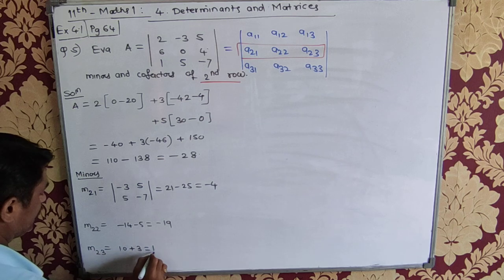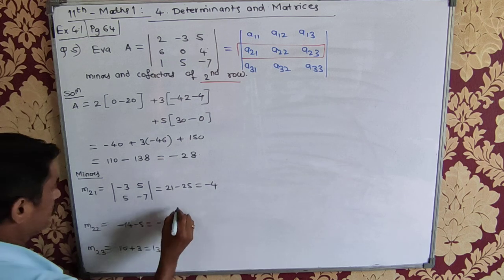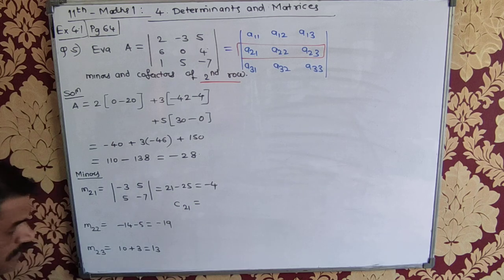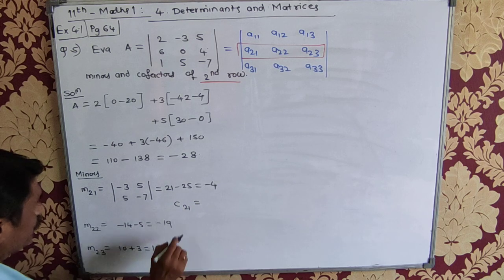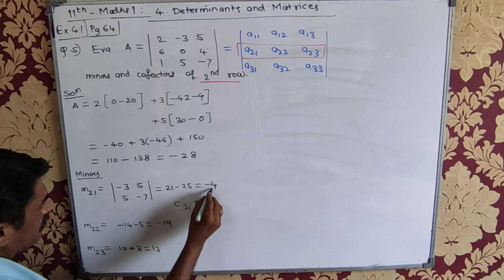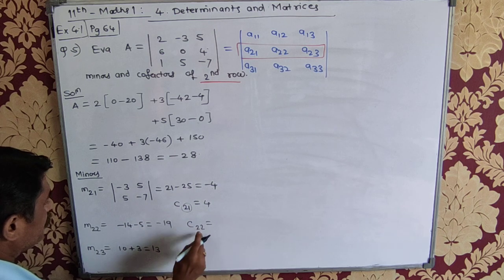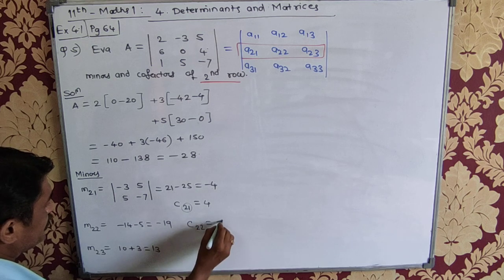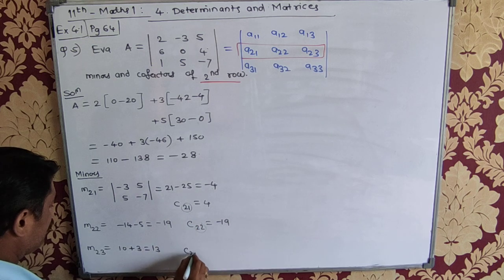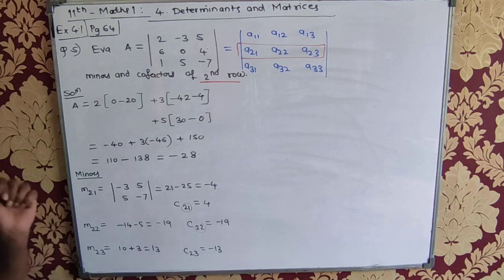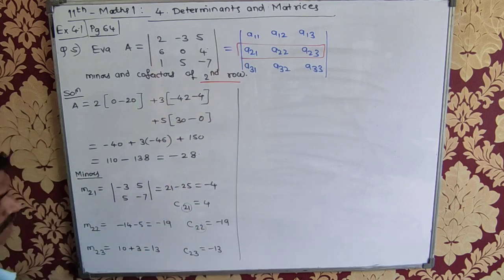10 plus 3, 13. Now the cofactors. C21, cofactors. C21 क्या होगा? 2 plus 1 is 3. Odd number. तो ये क्या बनेगा? Plus 4. C22. 2 plus 2 is 4. Even number. This will be as it is. Minus 19. And C23 is again odd number. This will become minus 13. Any doubts about that? What else they want us to prove?